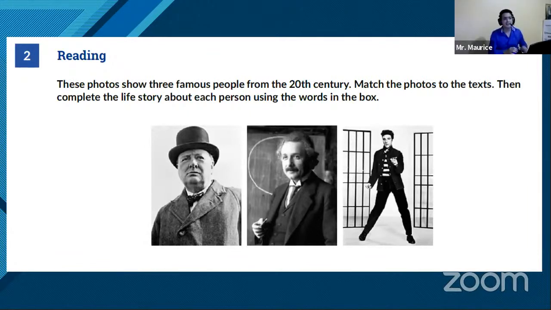Okay, the number one is Winston Churchill. Churchill, let me give you a clue. He was a very important person in the Second World War.